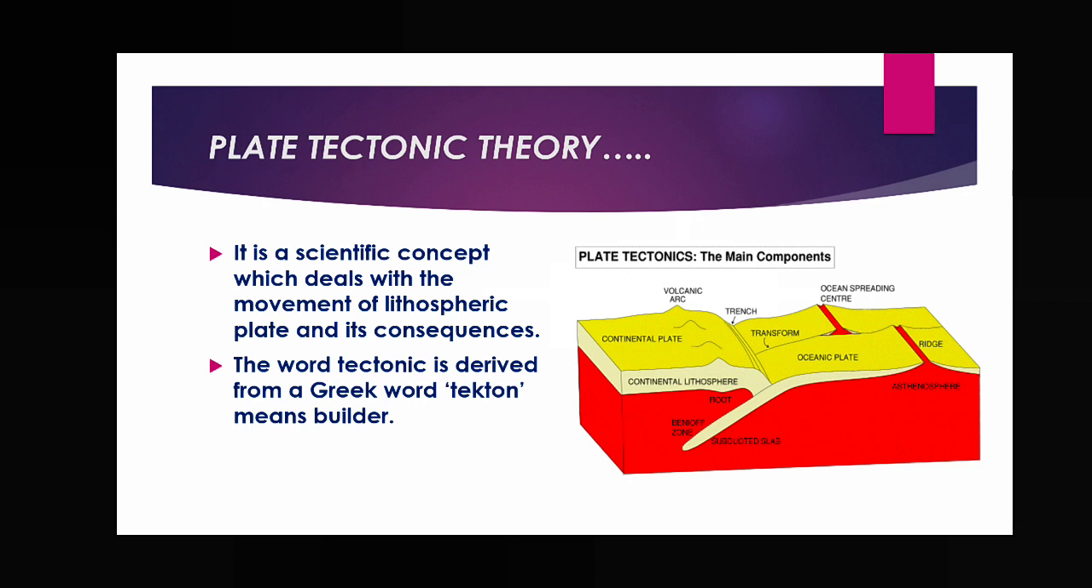And when two plates are moving side by side, low magnitude, that is low intensity earthquakes occur. So that means due to the plate movement, different types of changes occur, that is called consequences. So it is the plate tectonic theory. So basic concepts are now clear.